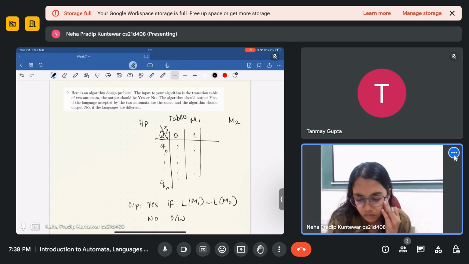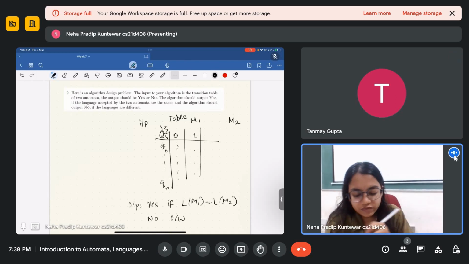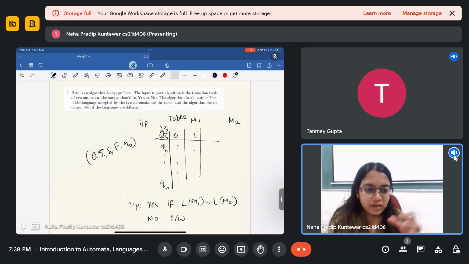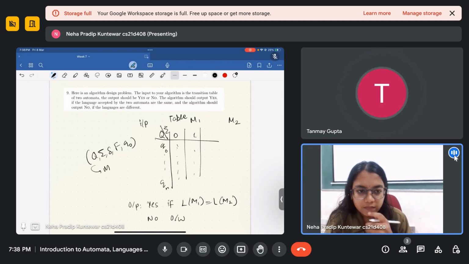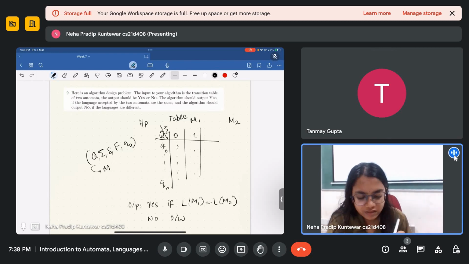If I give you Q, sigma, delta, F and the start state Q0, then that uniquely defines a machine, right? This is the table that is given to you. It has all the information. So you have states here, you have sigma here, and these entries tell you the transition table, and additionally I'm telling you the final states.